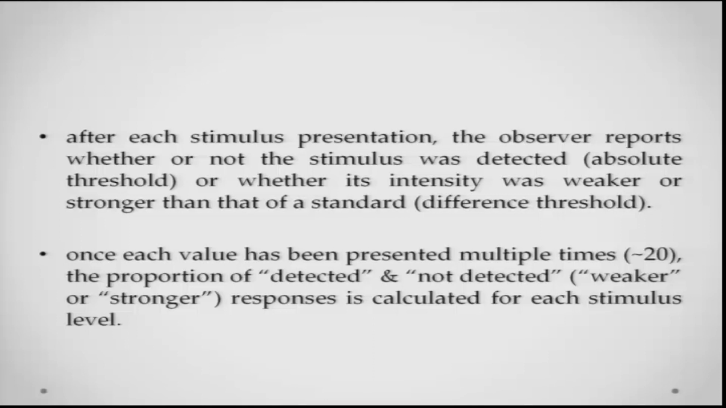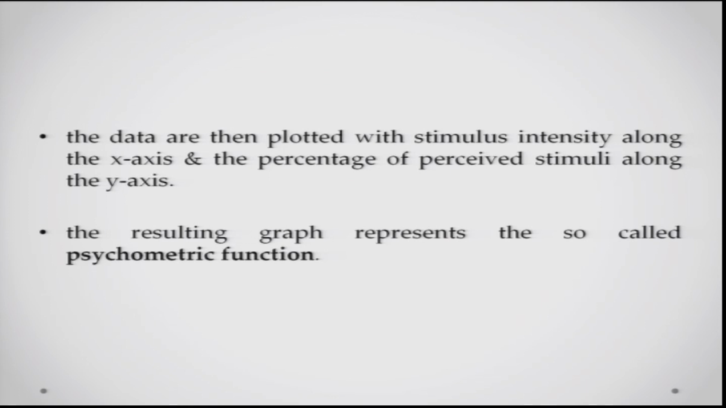Now, once each value has been presented more than a particular number of times, let us say 20 or 25, the proportion of detected or not detected responses is calculated for each stimulus level. So, how many responses were detected at level 10, how many at 12, how many at 13, something like that. Then we plot this data with stimulus intensity on the x-axis and the percentage of perceived stimuli along the y-axis. This kind of function is called the psychometric function. The psychometric function tells you around what point the subject definitely perceives a given stimulus. I'll show you how it is done.